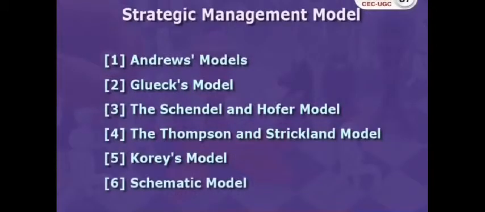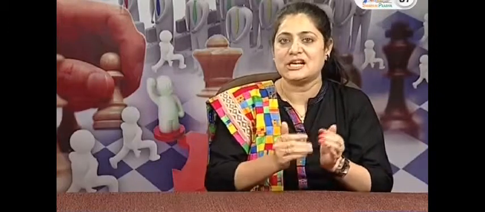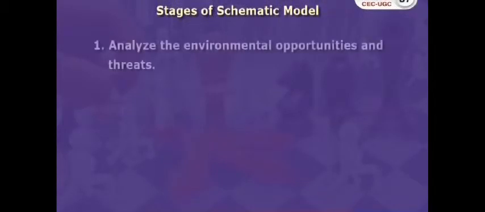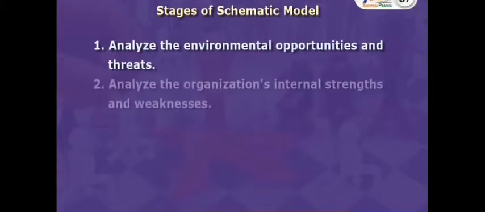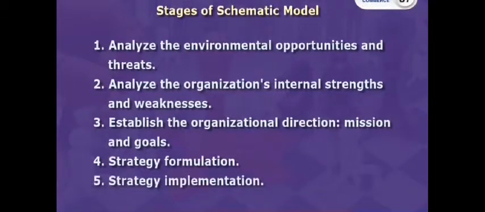Now, schematic model. This model was developed by Peter Wright, Charles Pringley and Mark Kroll in 1994. It consists of 6 stages. 1. Analyze the environmental opportunities and threats. Second, analyze the organization's internal strengths and weaknesses. Third, establish the organizational direction, mission and goals. Fourth, strategy formulation. Fifth, strategy implementation.